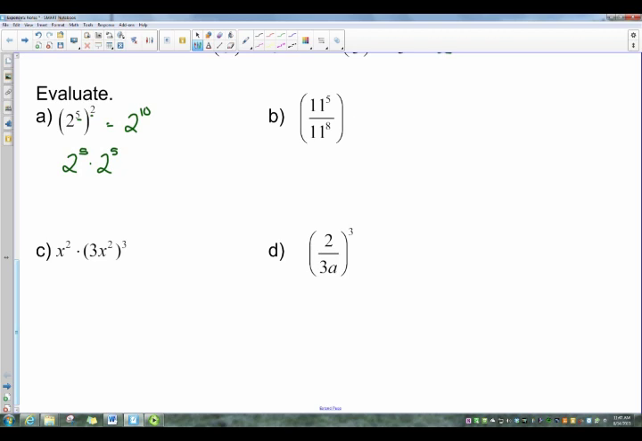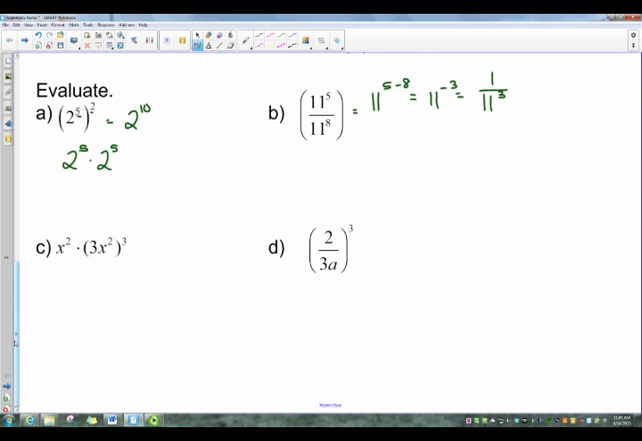In this second one, 11 to the 5th over 11 to the 8th. Okay, this is a division problem, and in division we subtract. So I have 11 to the 5 minus 8, which is negative 3. Now remember, a negative exponent moves this to the denominator. So the negative becomes a fraction. My 11 cubed moves to the denominator of that fraction, and I get 1 over 11 cubed, which again you could simplify further. Now the final two examples here bring in some of those distributive type properties that I talked about.